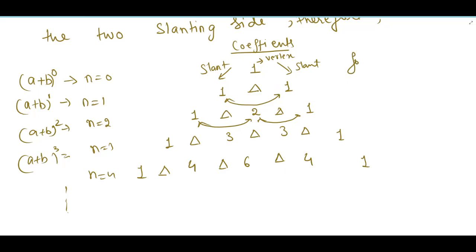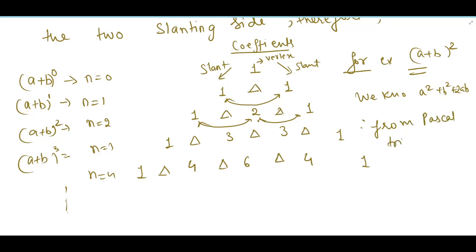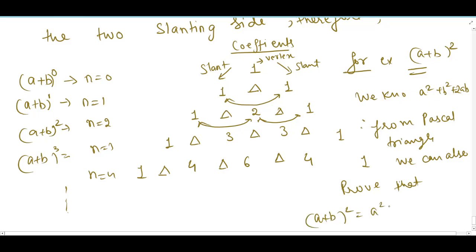So for example, (a+b) whole square. We know it is a square plus b square plus 2ab. Therefore from Pascal's triangle we can also prove that (a+b) whole square is equal to a square plus 2ab plus b square.